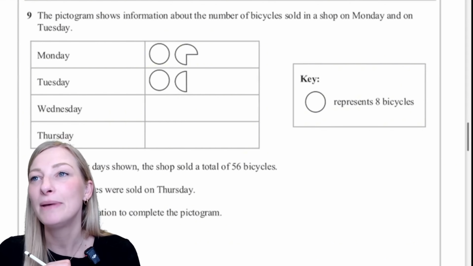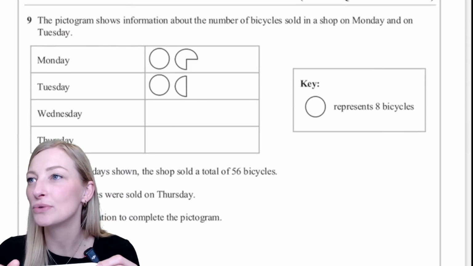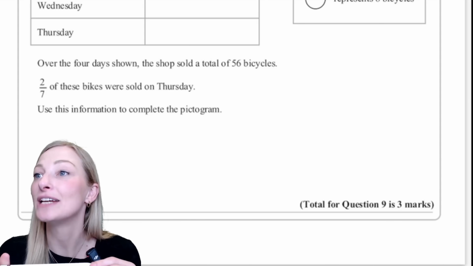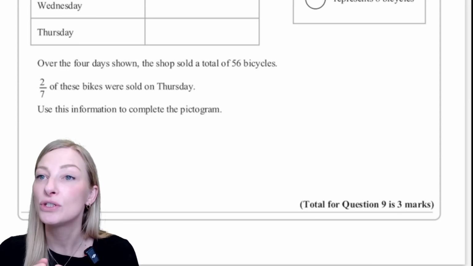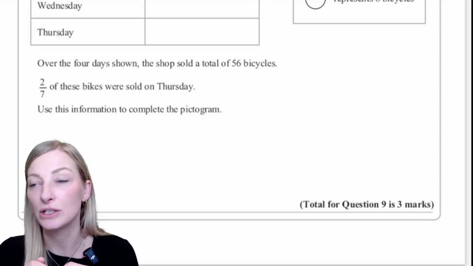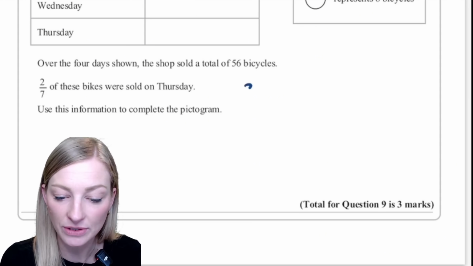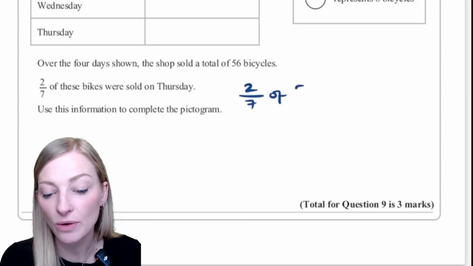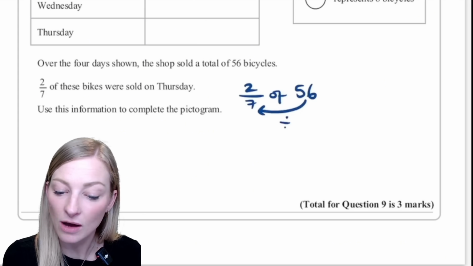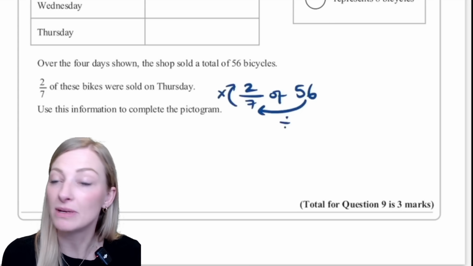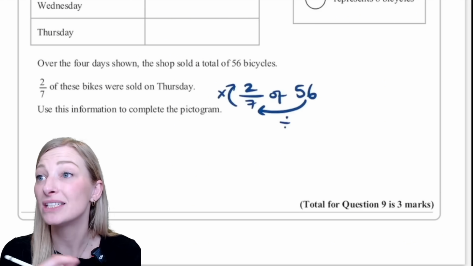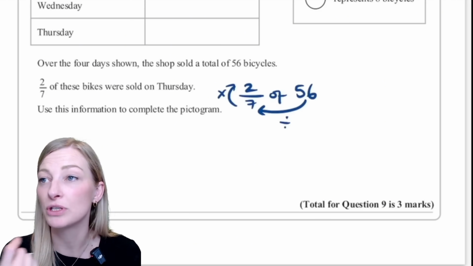Question number 9. The pictogram shows information about the number of bicycles sold in a shop on Monday and on Tuesday. Over the 4 days shown, the shop sold a total of 56 bicycles. 2/7 of these bikes were sold on Thursday. Use this information to complete the pictogram. So we need to do 2/7 of 56. And to do a fraction of an amount, we divide by the bottom and then multiply that answer by the top. Now, it is so important to me that we revise this. This is one of the most common skills I see throughout the foundation papers, fraction of a number. Divide by the bottom, multiply by the top.